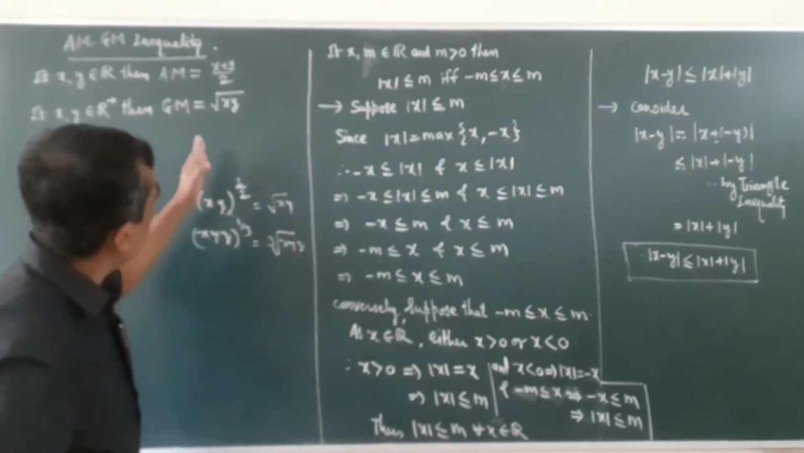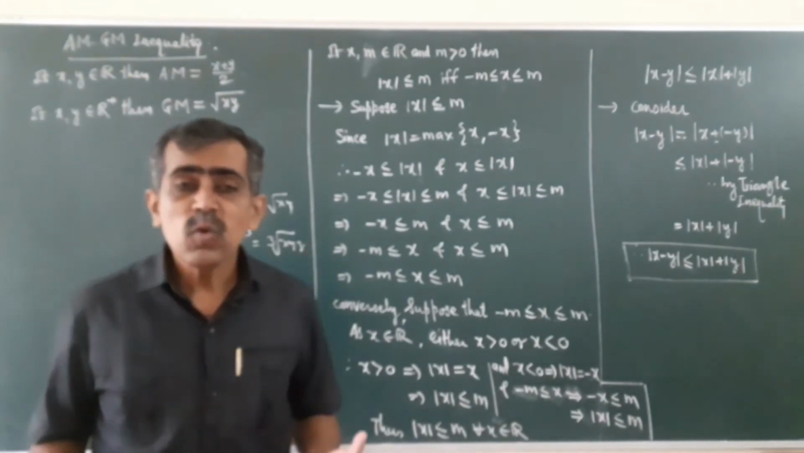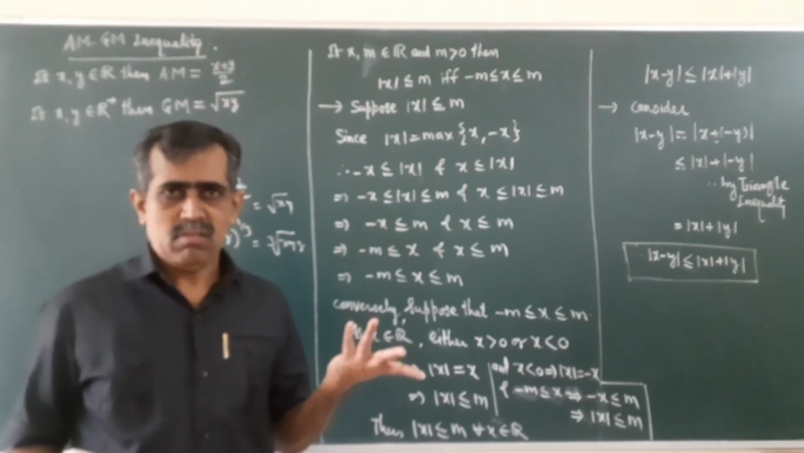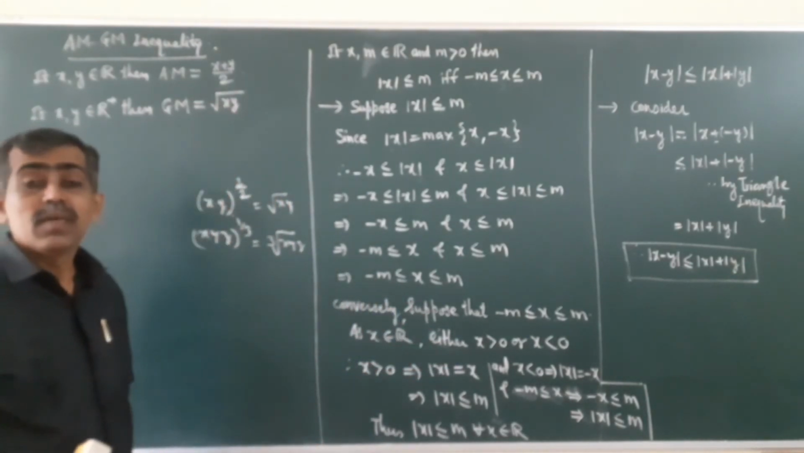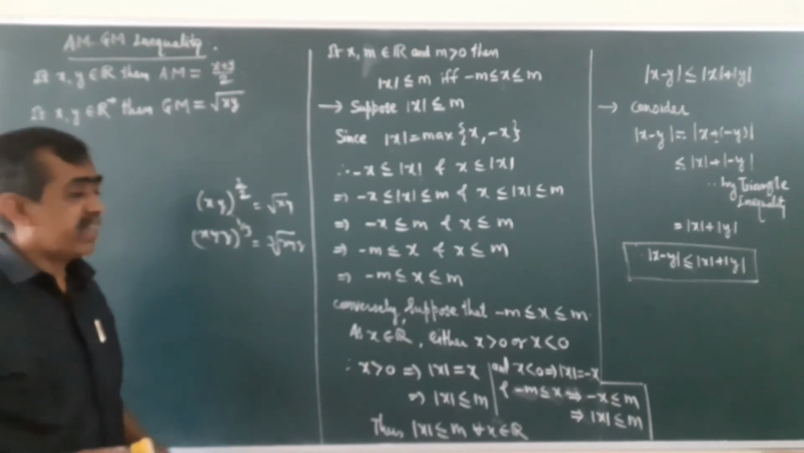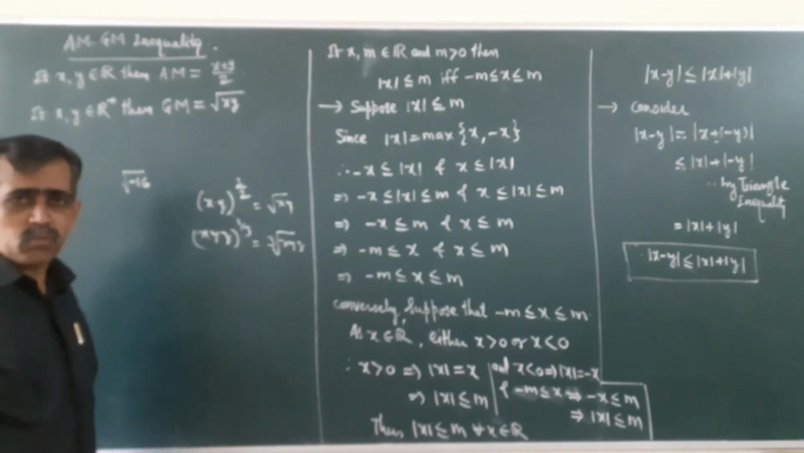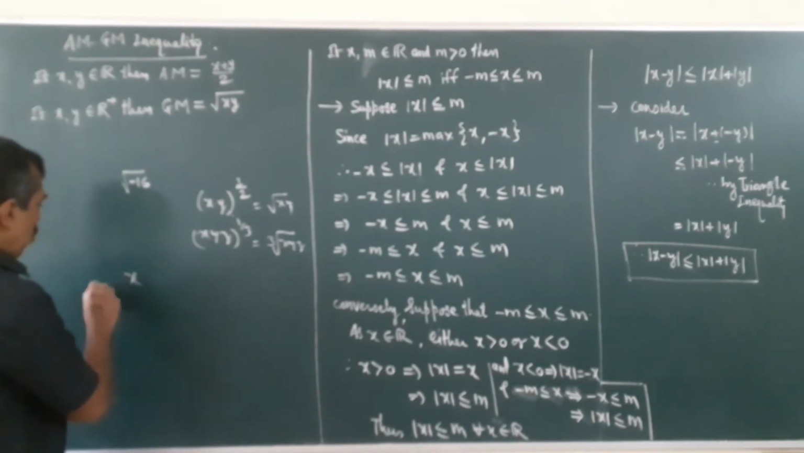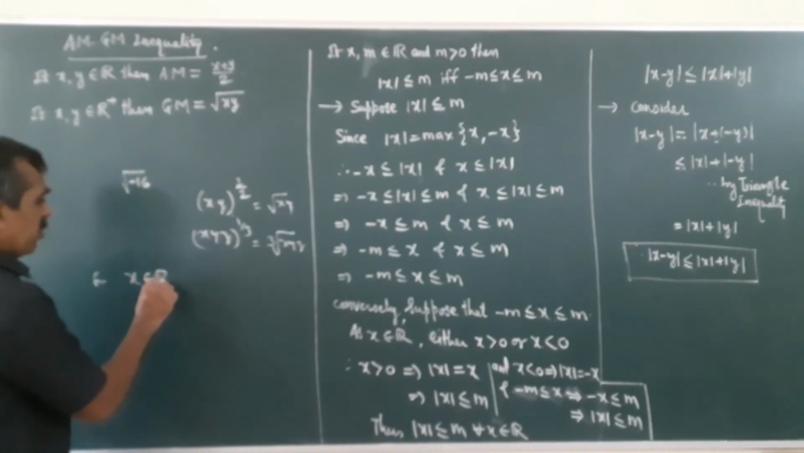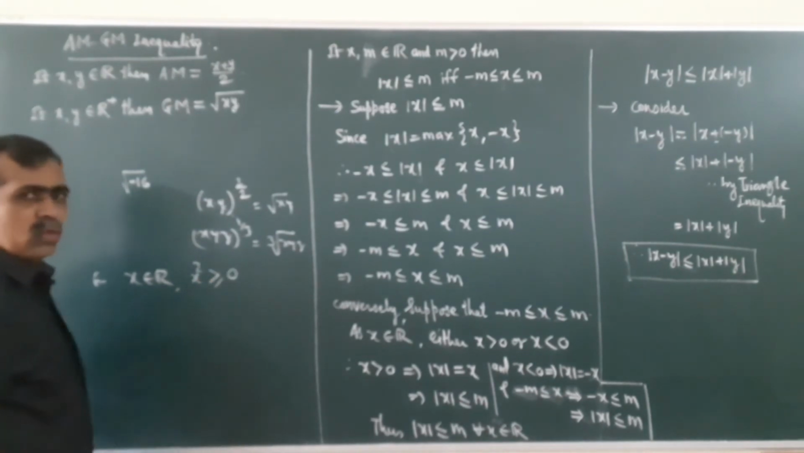Here we are considering two real numbers. Because you have to take the square root or cube root or nth root, the number should be positive only, because you cannot take the square root of minus 16, you cannot take the square root of a negative real number. Why? Because you won't find any real number. So, what you have proved is, for any x belonging to R, x square is always greater than or equal to 0.